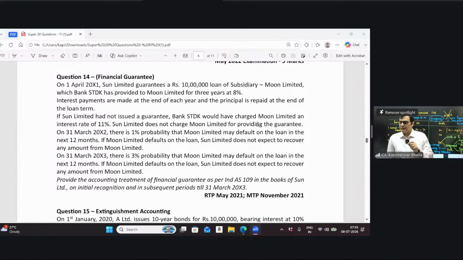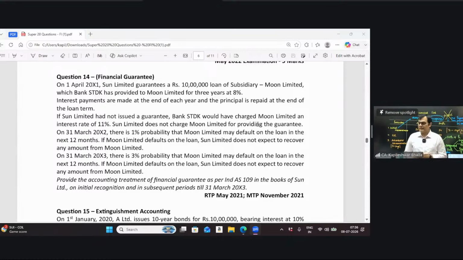Now it says on 1st April X1, Sun Limited guarantees a 10 lakh loan of the subsidiary, that is Moon Limited, which the bank provided to Moon for a period of 3 years at 8%. So the parent gives a financial guarantee to the bankers for the loan given to the subsidiary.